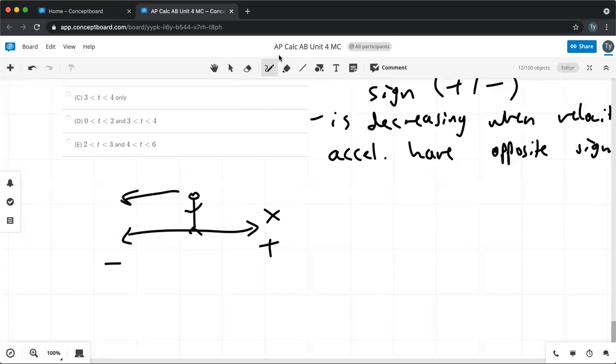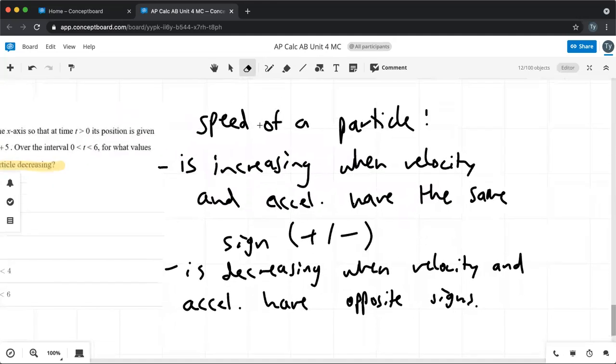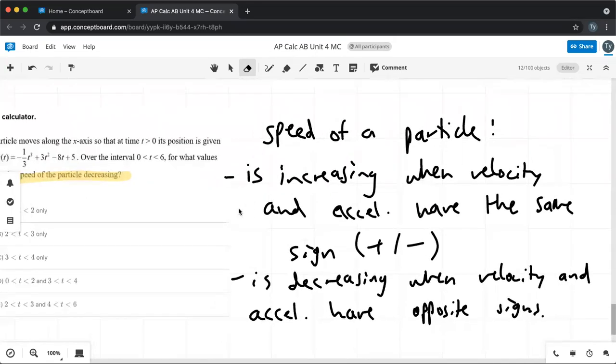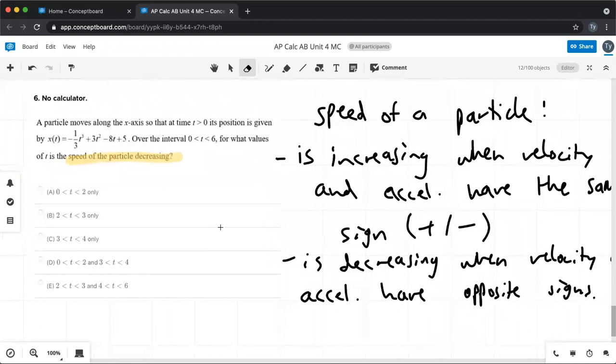So that's the conceptual piece behind it. If you don't want to remember all that, just remember the tip right here. The speed of a particle is increasing when the velocity and acceleration have the same sign and decreasing when they have opposite signs. Okay, we've talked about it. Now, how do we do it? Well, we need to compare the velocity and acceleration's signs. So we need to find the velocity and the acceleration of this particle.